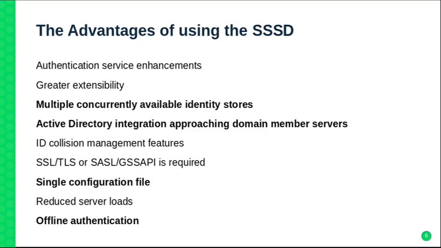Multiple concurrently available identity stores. The traditional Linux authentication infrastructure has been you can authenticate locally, you can authenticate to one remote source. Whether it be with LDAP or Kerberos, it can be highly available, it can be load balanced, but you're limited to one remote source. One of the nicest things about SSSD is you can authenticate to multiple remote stores concurrently, and it provides you with a mechanism for handling ID collisions. It's really fantastic. The tight Active Directory integration we were just talking about, a single configuration file.